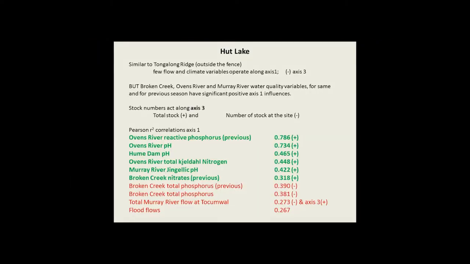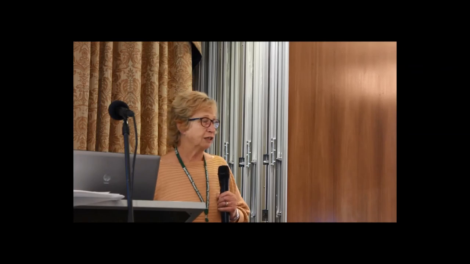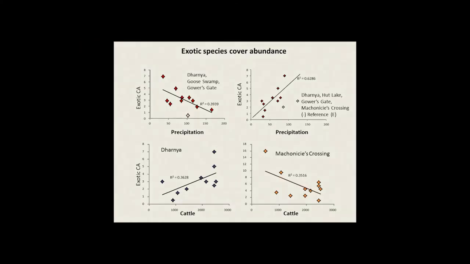And if we go to Hutt Lake, I had the same for all the river flow data and climate data that I had. Again, there was not very much on the first two axes, but when I looked at the nutrients, the nutrient levels in the river water are having a very strong impact on Hutt Lake vegetation. And if you just look at some of the weeds and do simple correlations, every site is responding differently to each stimulus. The slopes might be different, the directions are different, sometimes the relationship's stronger than others, but they're all different.